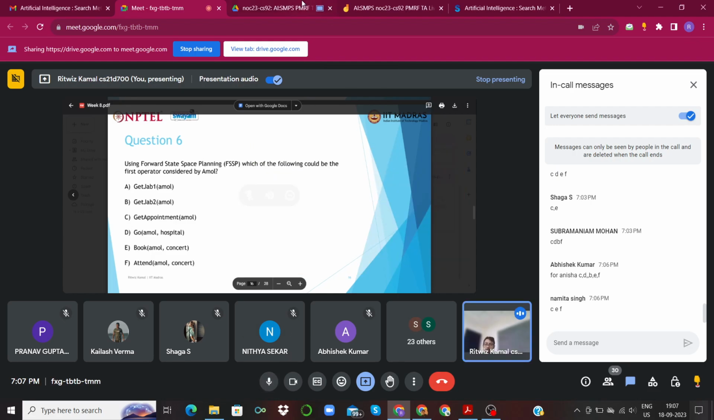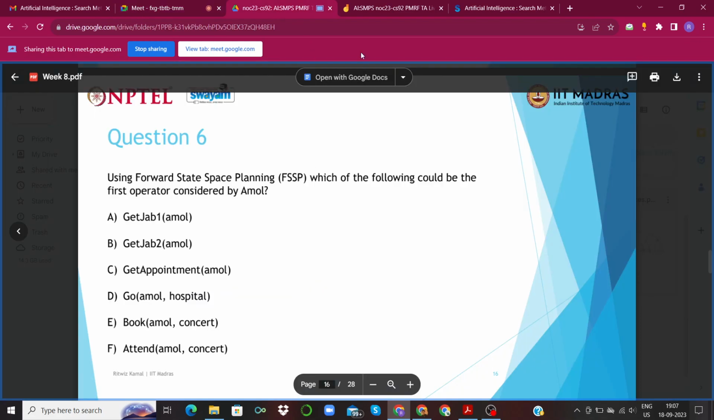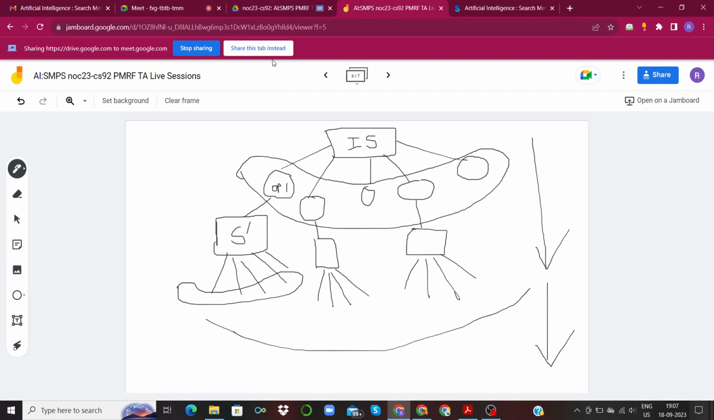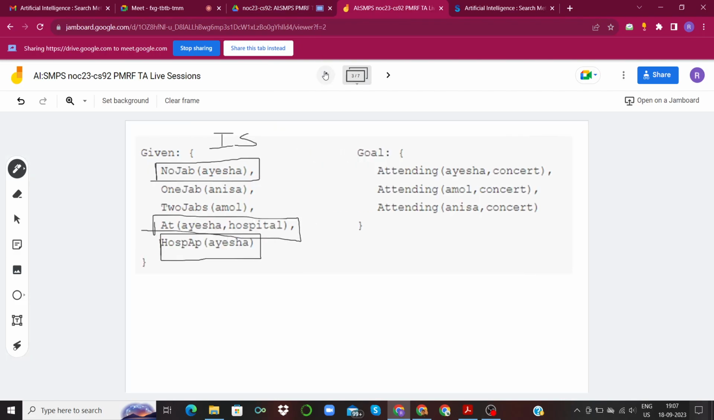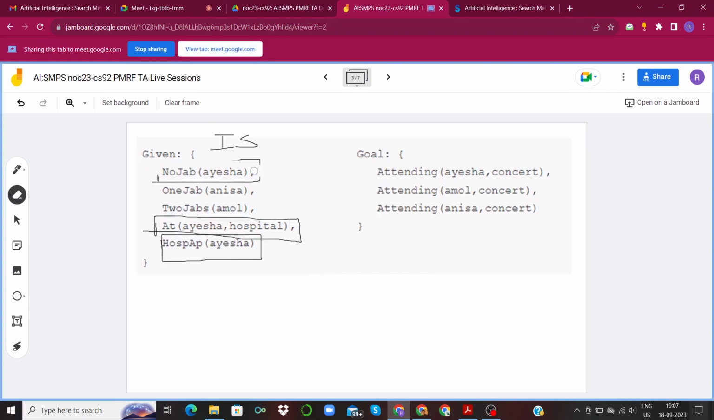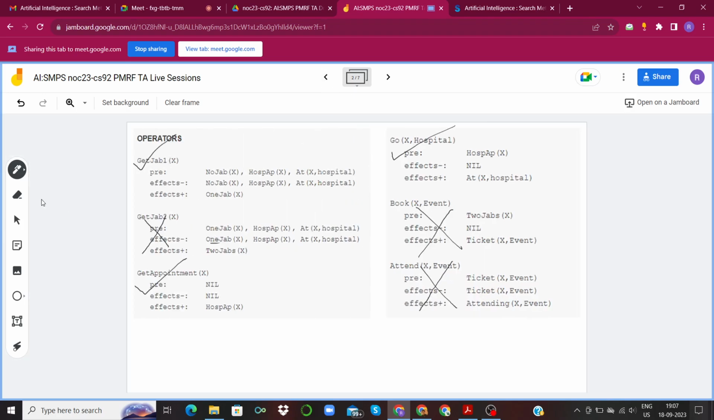Okay, so now let's have a look at the solution. So for Amol, let's first see what are the initial conditions, the initial facts given to us in the initial state. Let us remove this first. Alright, so about Amol, we are only given one little fact, which is 2 jabs Amol. Okay, so let's now have a look at the operators, and again let us remove all of these.